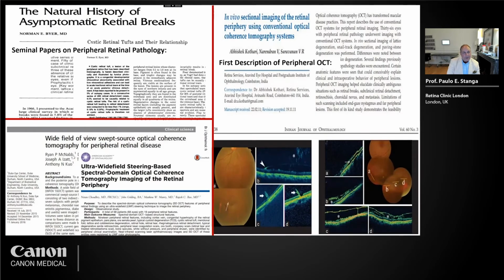With regards to the peripheral retina, we are still relying on papers that are from a long time ago, from the 80s and 90s, and the seminal papers are from Norman Byer.